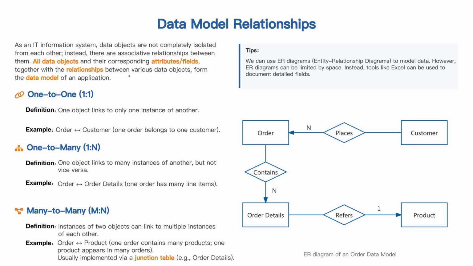The second is a one-to-many relationship, such as an order containing multiple detail records. The third is a many-to-many relationship, such as an order involving multiple products or a product being purchased by multiple orders. In such cases, we typically use an intermediate table, such as order details, to indirectly establish the relationship between the two data objects. Once we have determined the data objects and their relationships, we have a clear data model.